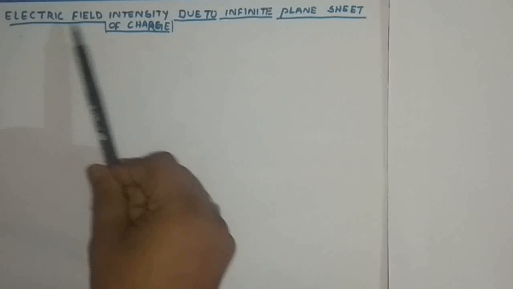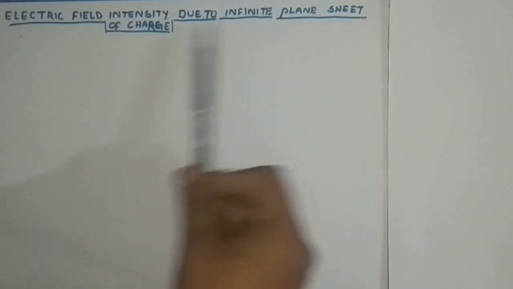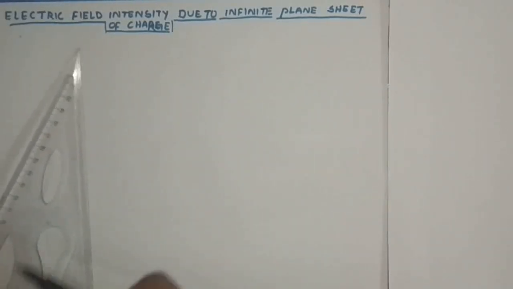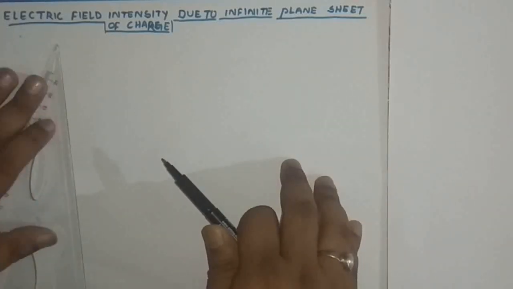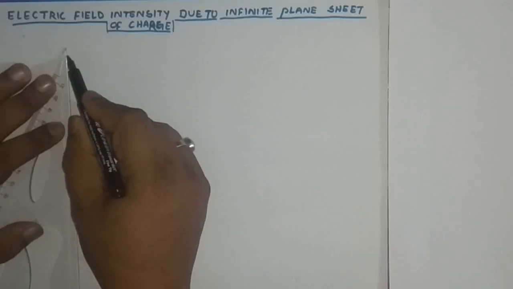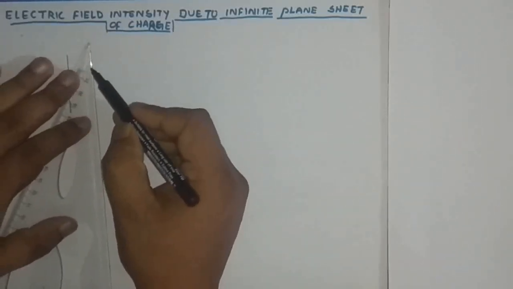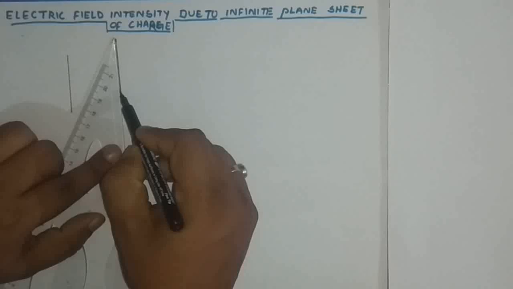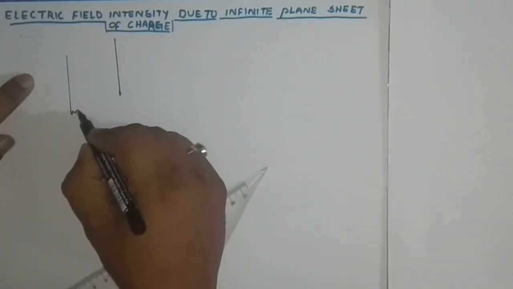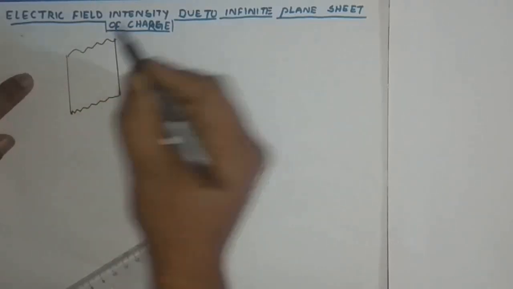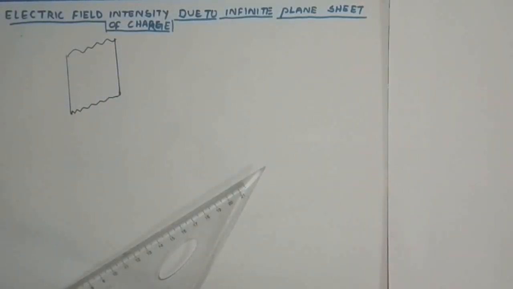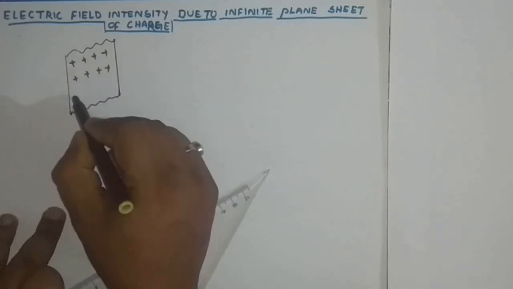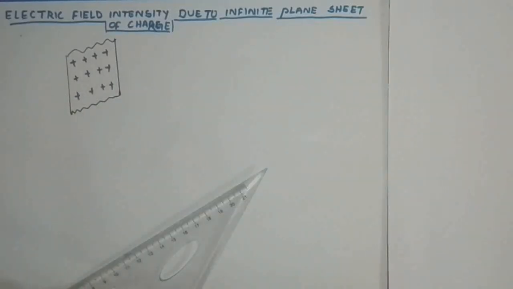Today we will cover electric field intensity due to an infinite plane sheet of charge. Let us draw the plane sheet first. Let this be a plane sheet, and this is infinite in shape, with uniformly positive charge distribution.